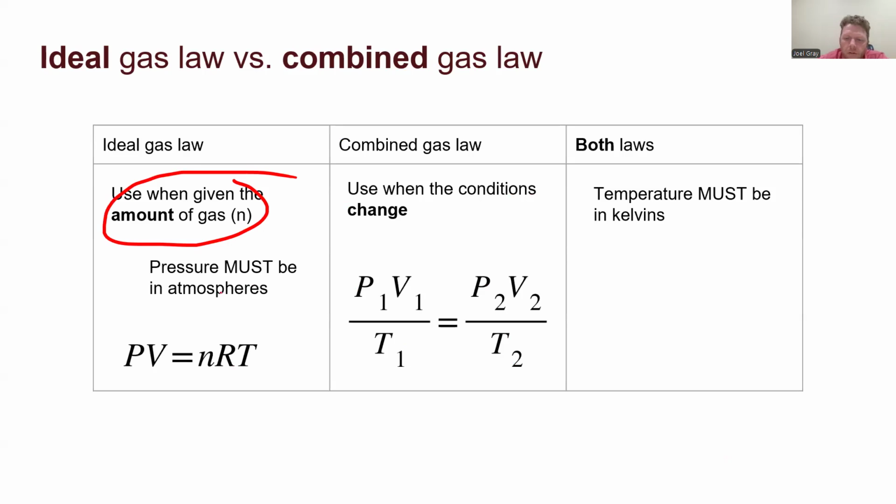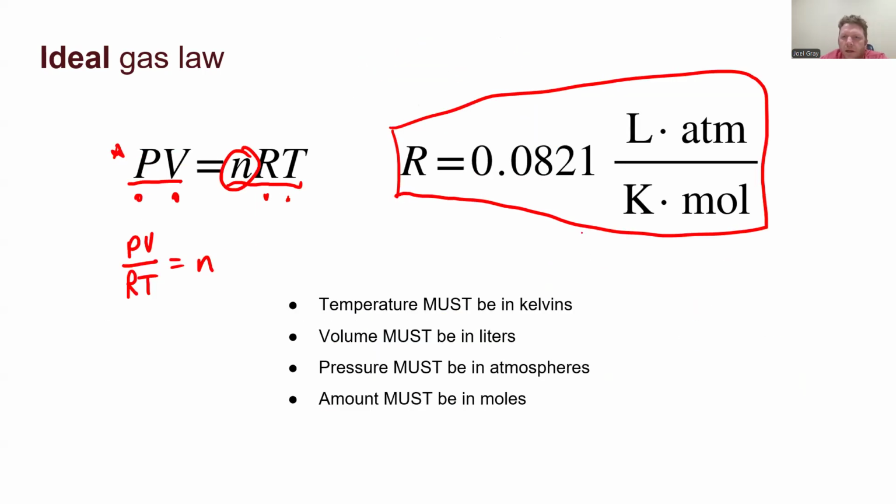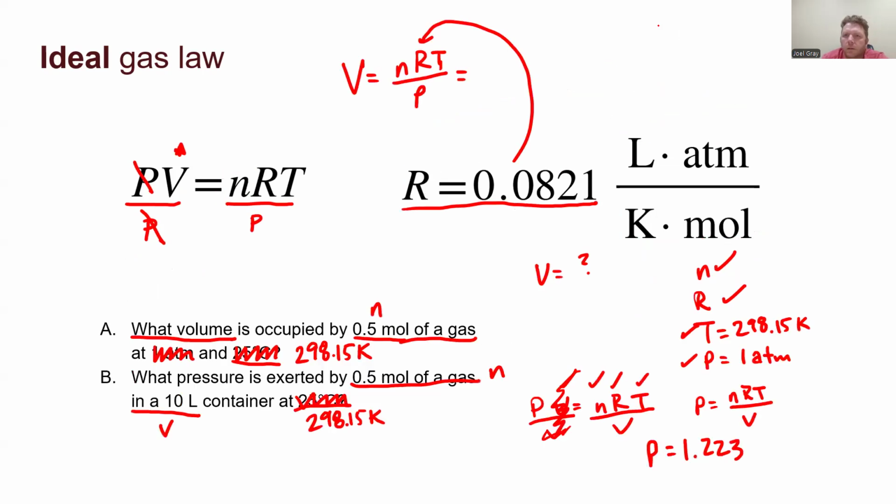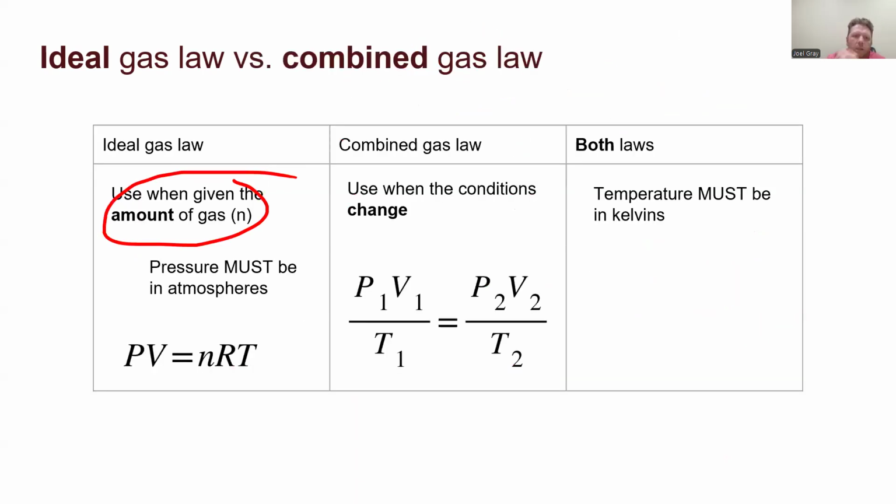Now, let's look at our ideal gas constant. This tells us our volume is in liters, because I'm looking at the units right here: liters, then this dot means times, so liters times atm divided by K times mole. K is temperature, mole is amount, atm is pressure, and L is volume. So the ideal gas law, we're going to use that when we're given the amount of a gas.